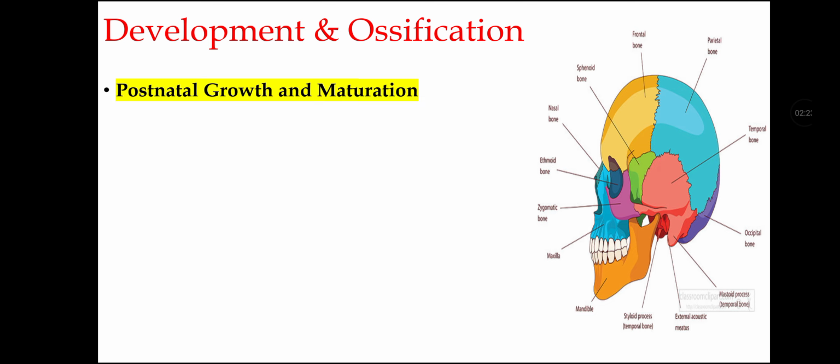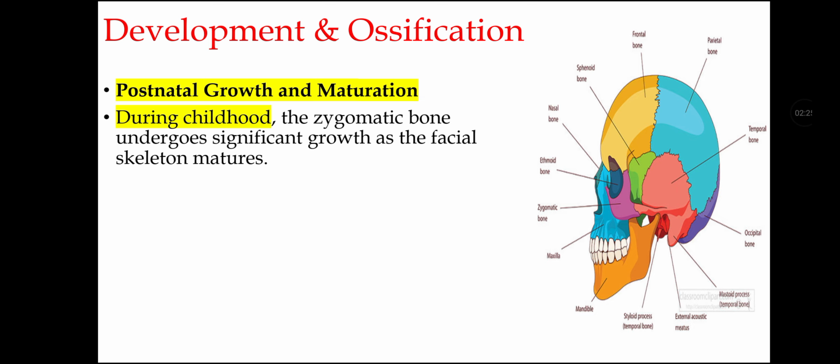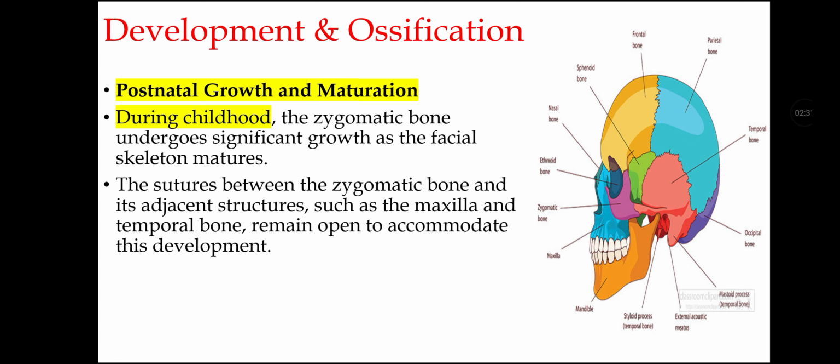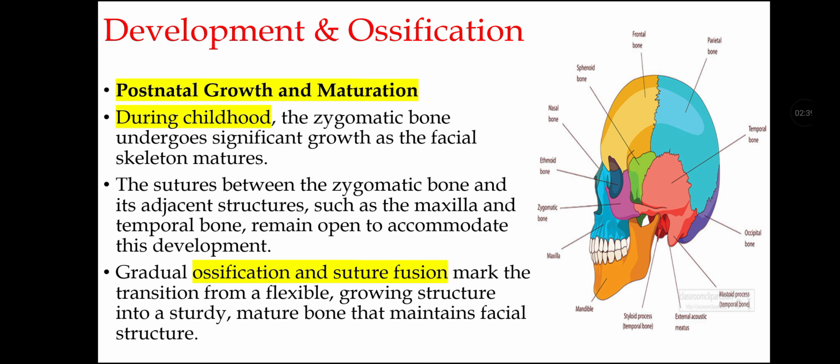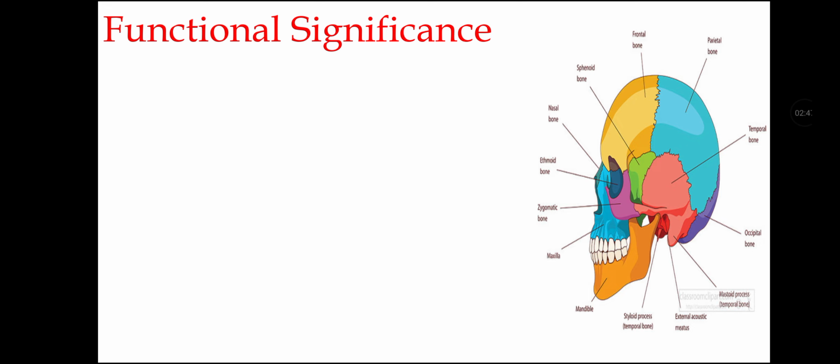Then we will talk about postnatal growth and maturation of zygomatic bone. During childhood, the zygomatic bone undergoes significant growth as the facial skeleton matures. The sutures between the zygomatic bone and its adjacent structures, such as the maxilla and temporal bone, remain open to accommodate this development. Gradual ossification and suture fusion mark the transition from a flexible growing stage into a sturdy, mature bone that maintains facial structure.